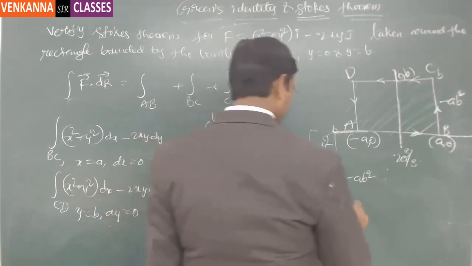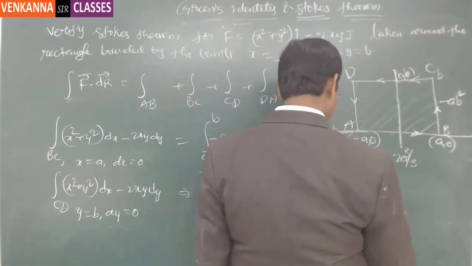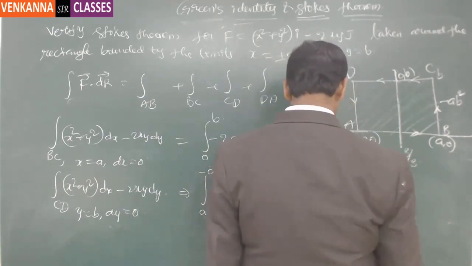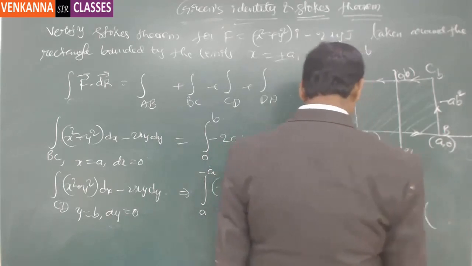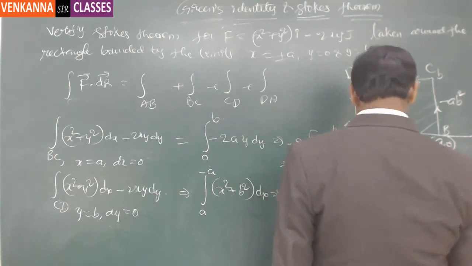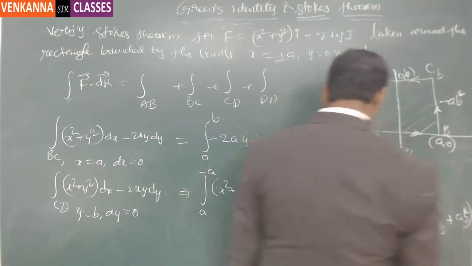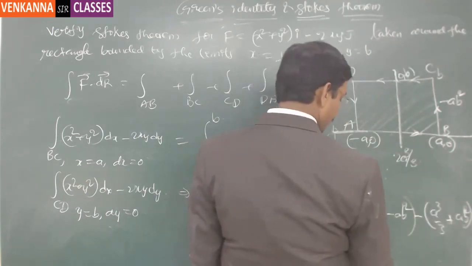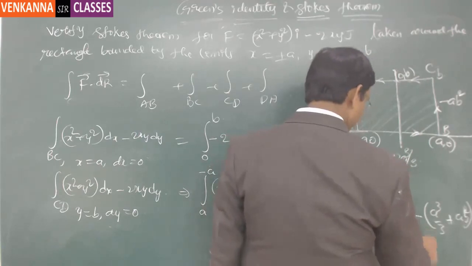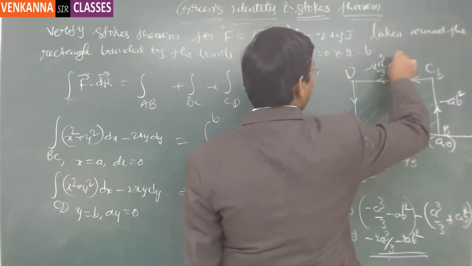So this is minus a cube by 3 minus a b square, minus a cube by 3 plus a b square. So this is minus 2a cube by 3 minus 2a b square. So this is minus 2a cube by 3 minus a b square.